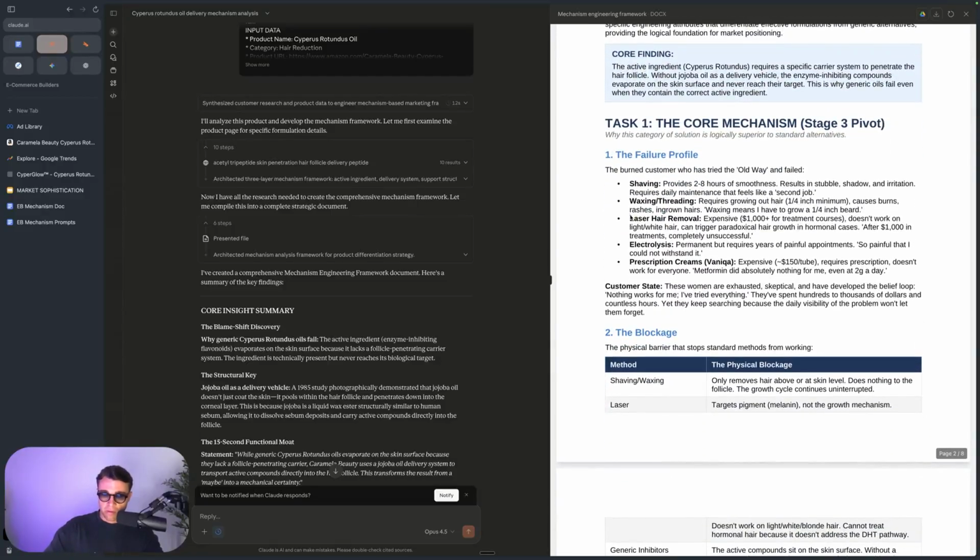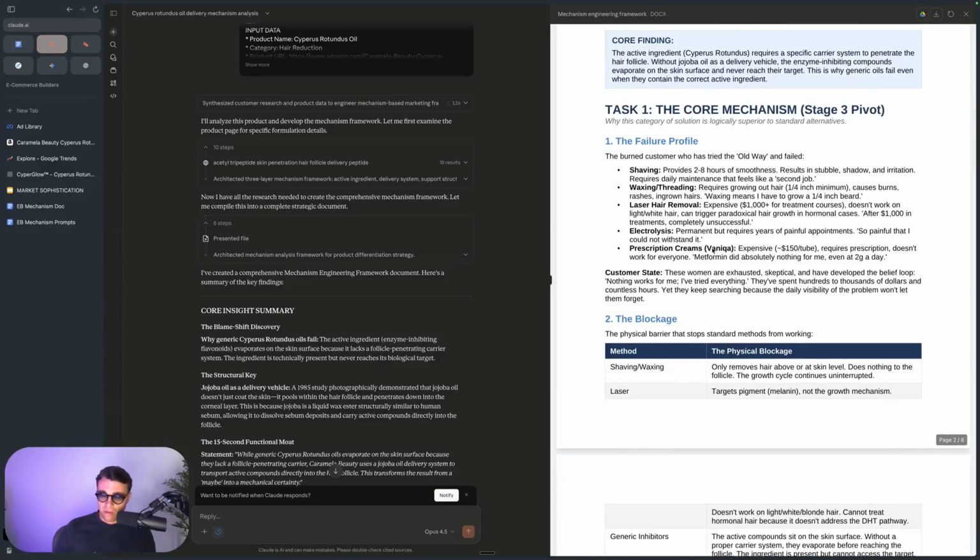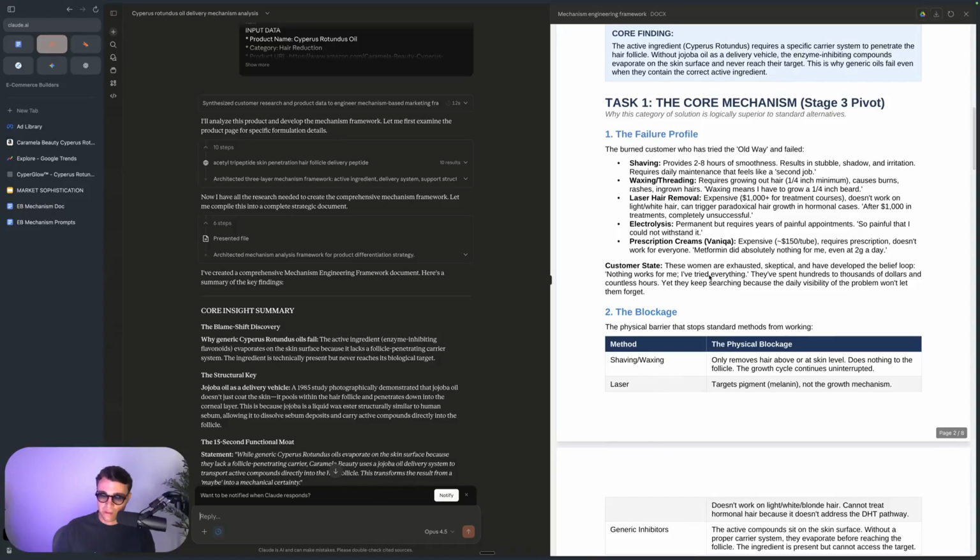So the failure profile. So this is more so when they're at stage 3, which is where CyberGlow are mainly operating at right now. So the burned customer has already tried the old way and failed. Shaving provides 2 to 8 hours of smoothness, results in stubble, shadow, and irritation, requires daily maintenance that feels like a second job.